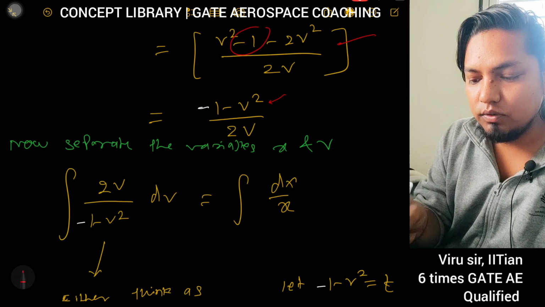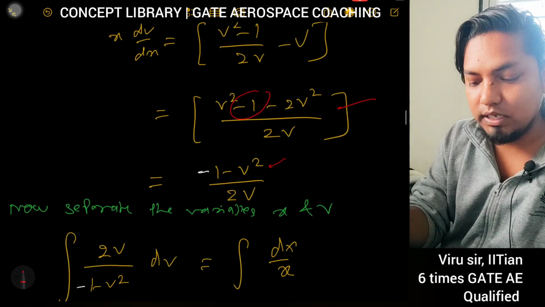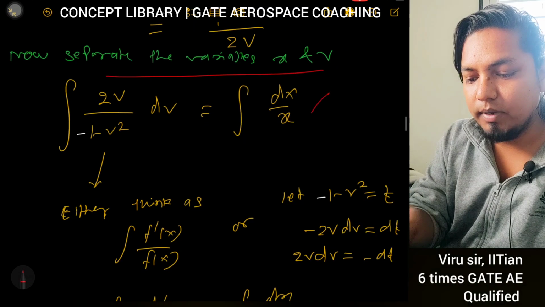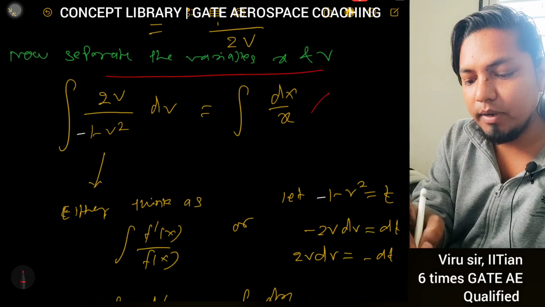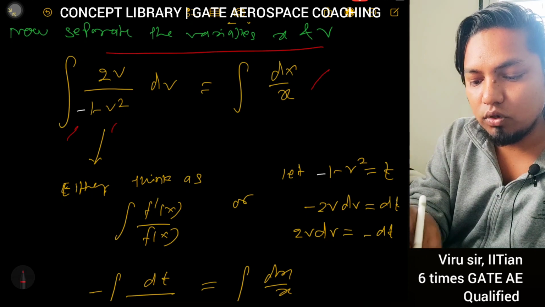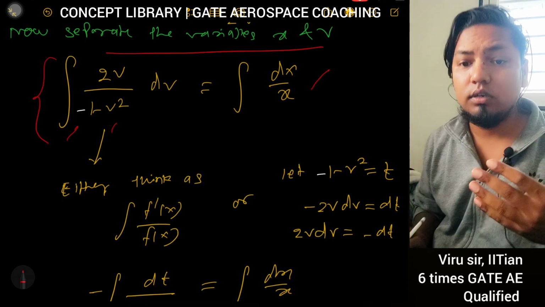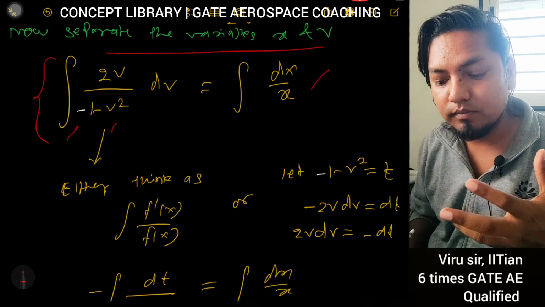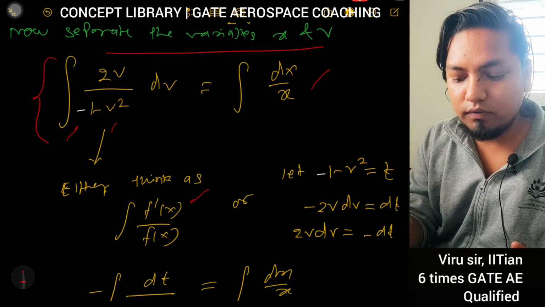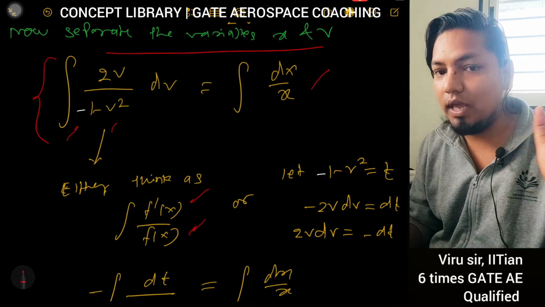Okay, now you can separate the variables in x and v. So dx by x and 2v divided by minus 1 minus v square. Now see guys, there are two ways to solve this. If you have very good practice in integration, then you can easily see here that it is the format of f dash x by fx. So ln fx will be your answer.